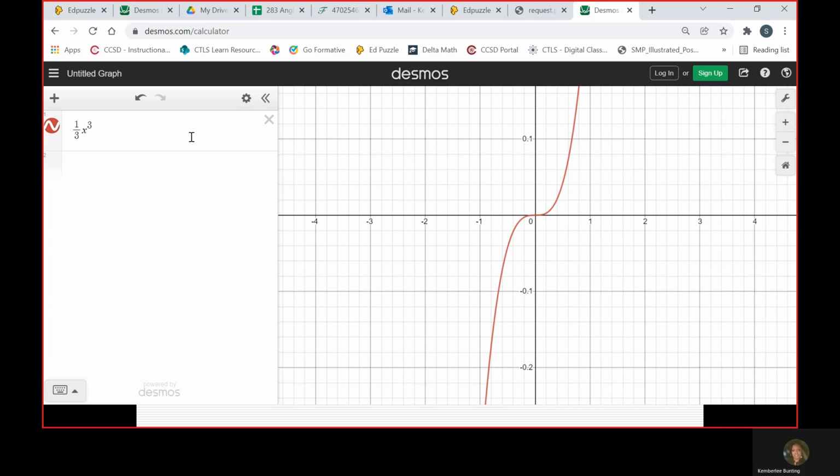All right, next one is when you have a lower boundary and it goes to positive infinity. I'm gonna do a good old fashioned quadratic.